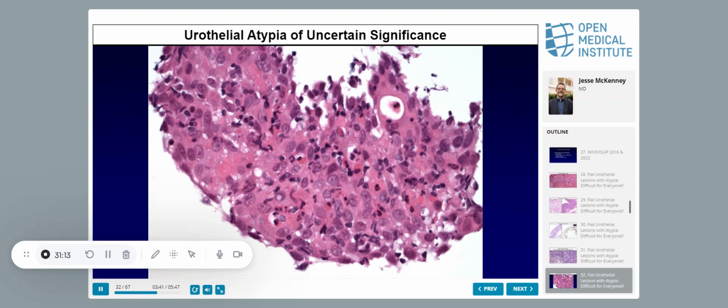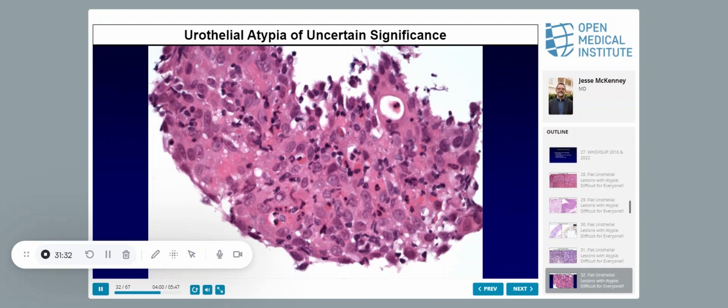But here's the question. Let's say you do CK20 and these cells are positive, and you have all these neutrophils, and you have these nucleoli that look reactive. What are you going to call it?